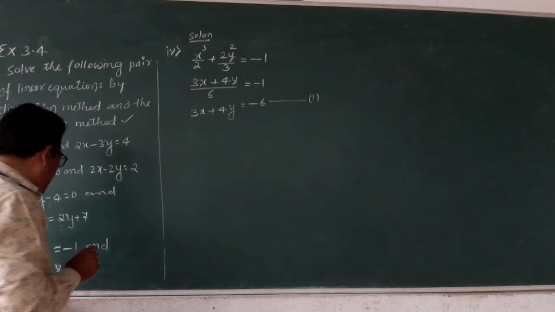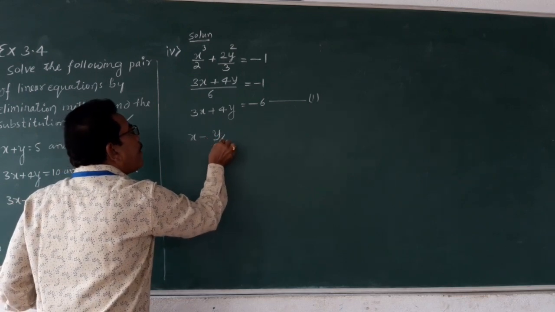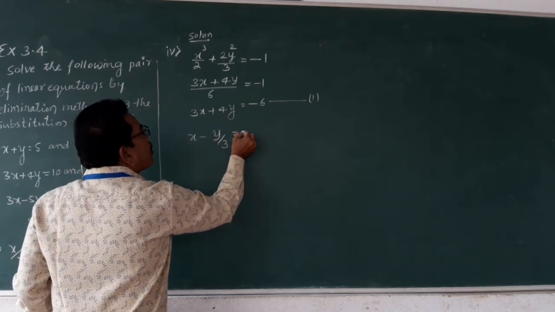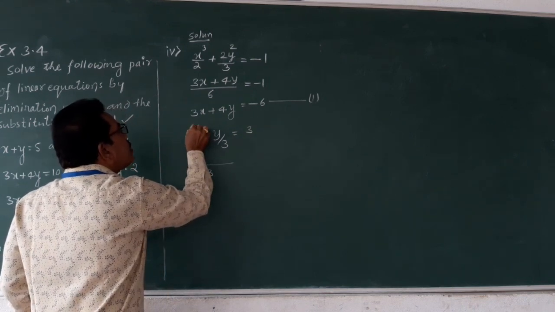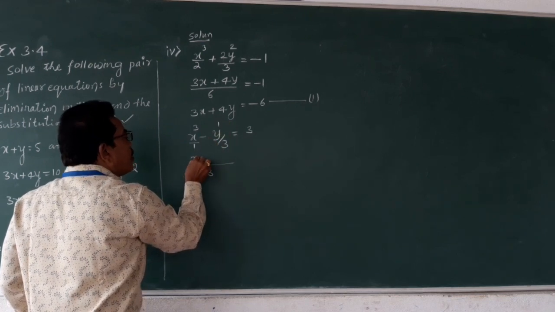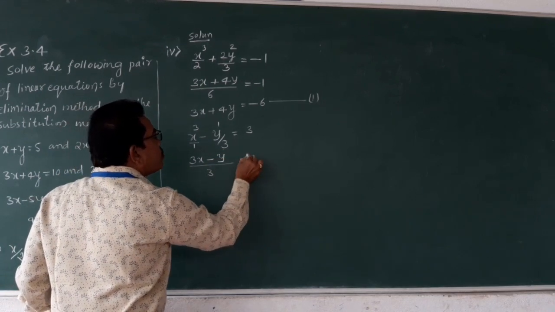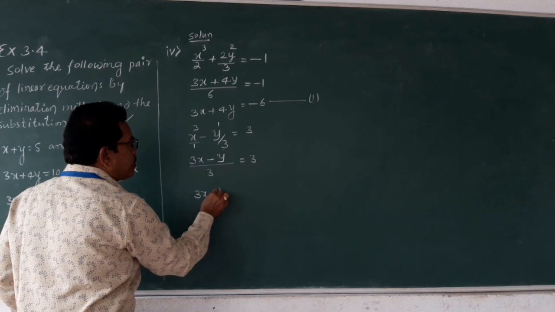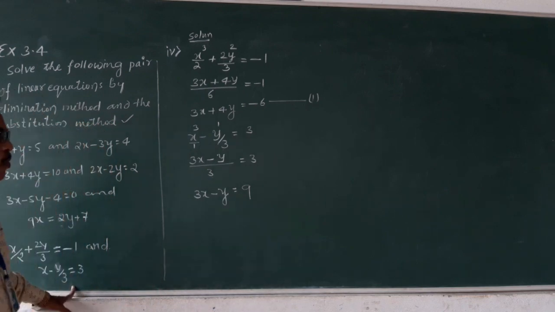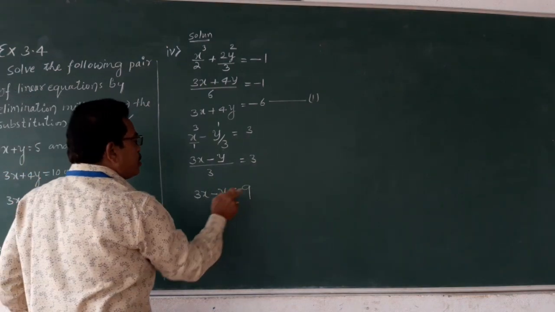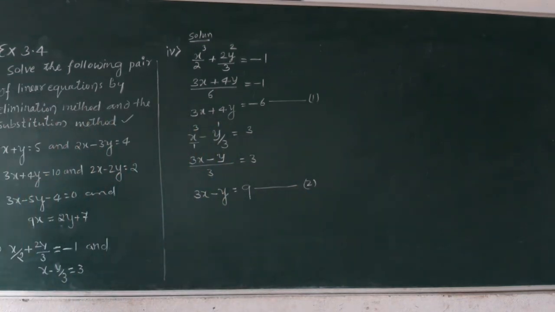Then the second one, x minus y by 3 equals 3. The LCM of these two is 3. So 3x minus y equals 3 3s are 9. How did we get 9? By cross multiplication. 3 3s are 9. This one is the second equation.